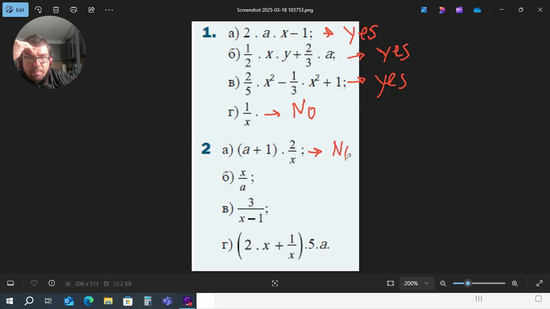Here, no. Here, yes. A we count as a constant, as a number. It's not a variable, so this is a whole expression. Here, no. And the last one, no. Good. So far, so good.